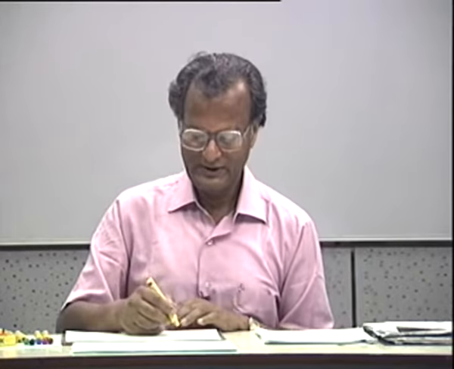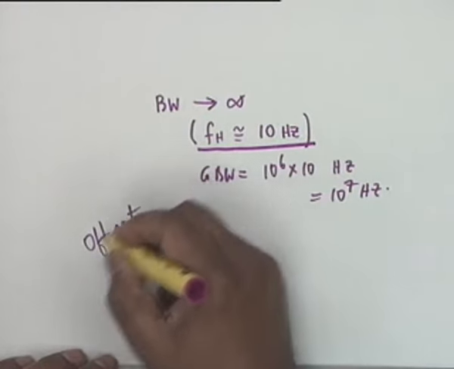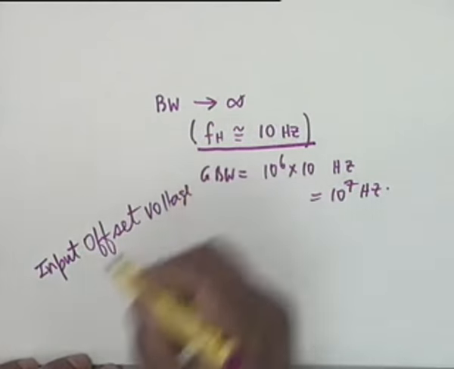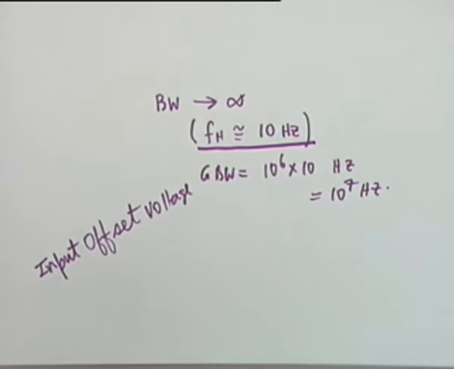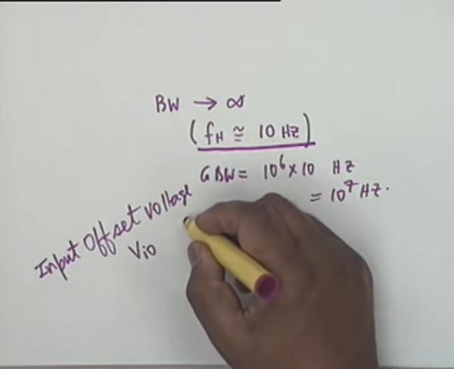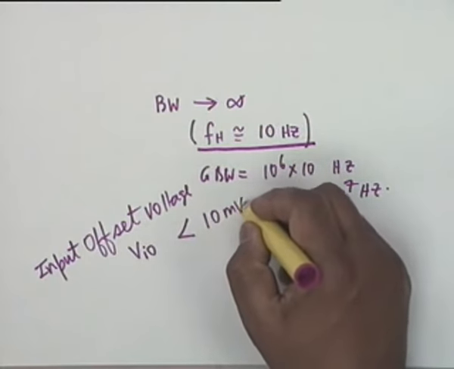If they are not matched, then what will happen? The VBE1 and VBE2 would be slightly different, and therefore even if there is no signal between the two bases, you shall have a DC signal, which is called an input offset voltage. This occurs because the two VBEs are not exactly identical, so that even if there is no signal, there appears a voltage between the two bases. It's usually denoted by the symbol Vi0, and in practice it must be less than about 10 millivolt.